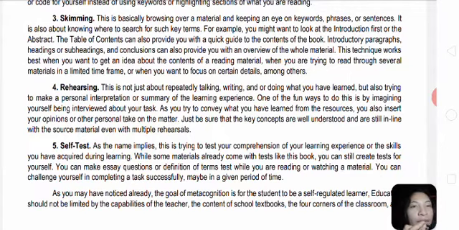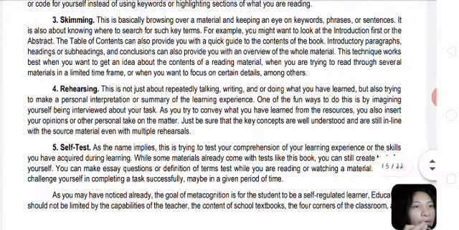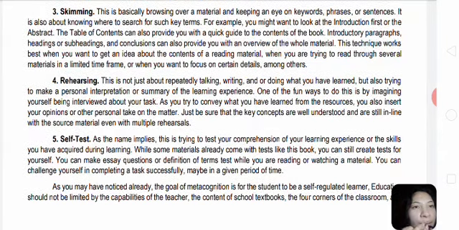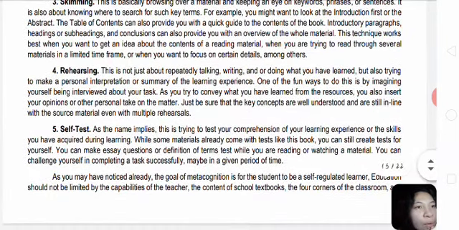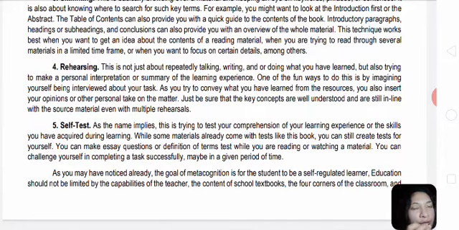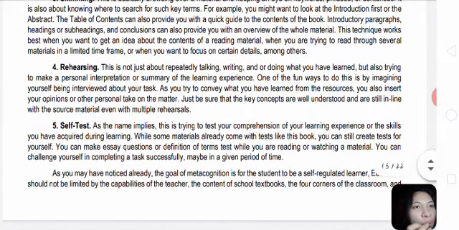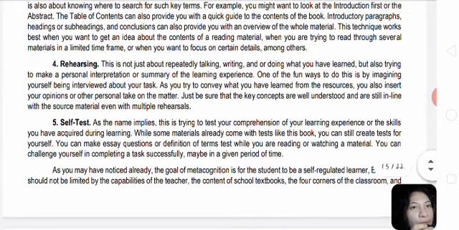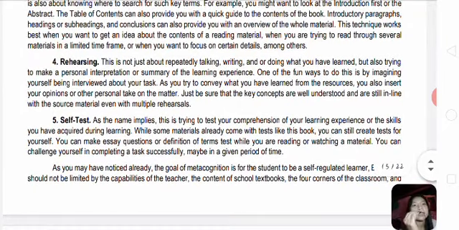Rehearsing. This is not just about repeatedly talking, writing, and/or doing what you have learned, but also trying to make a personal memory of the learning experience. One of the fun ways to do this is by imagining yourself being interviewed about your task as you try to convey what you have learned. From these sources, you can also insert your opinions, other personal takes on the matter. Just be sure that the key concepts are well understood and are still in line with the source material, even with multiple rehearsals. Parang sa sayaw, kailangan din ng rehearsal.